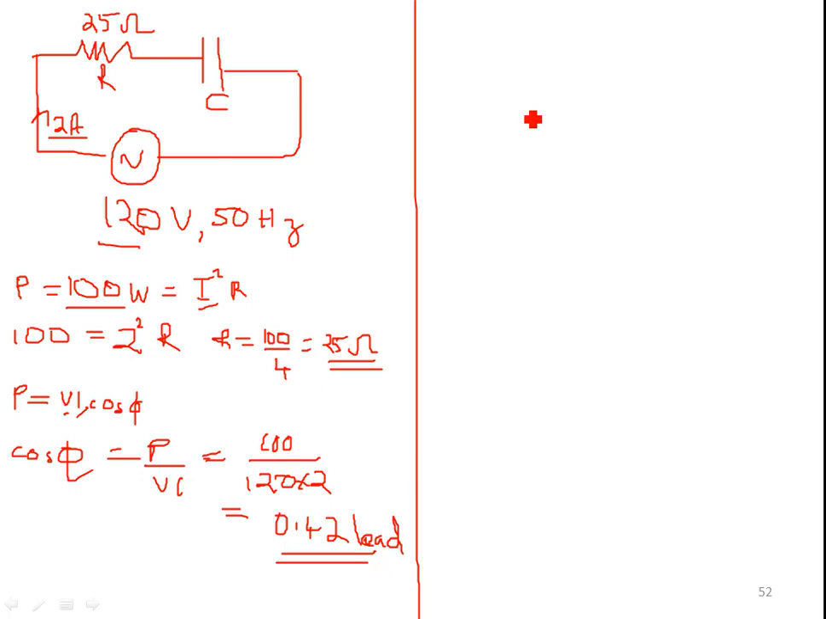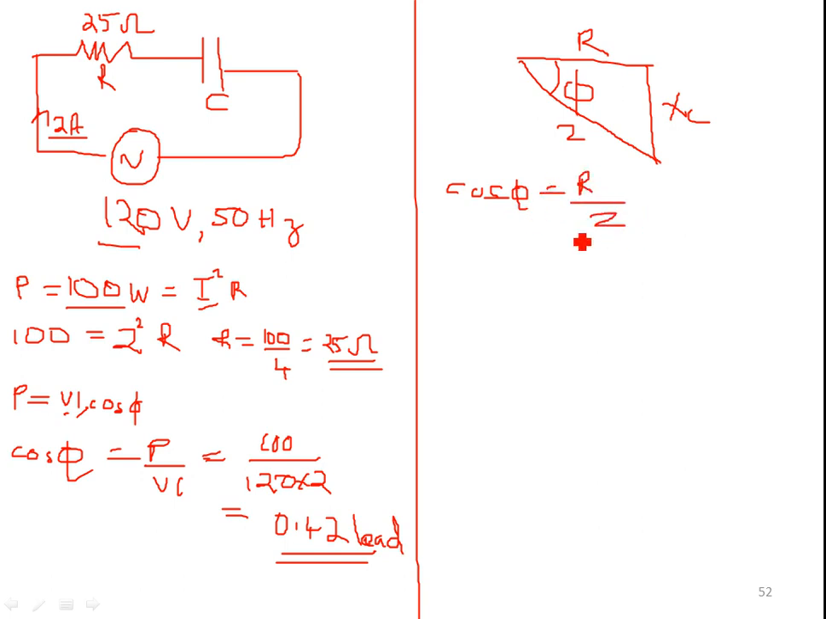Next up, draw the impedance triangle. How do you draw the impedance triangle of an RC series circuit? Resistance is on the horizontal axis, XC is on the vertical axis, and this is the impedance, isn't it? This is phi. Now, from this one, what do you get? Cos phi is equal to R by Z. So, from here, Z is equal to R by cos phi. Already cos phi is found. What is cos phi? Cos phi is 0.42.